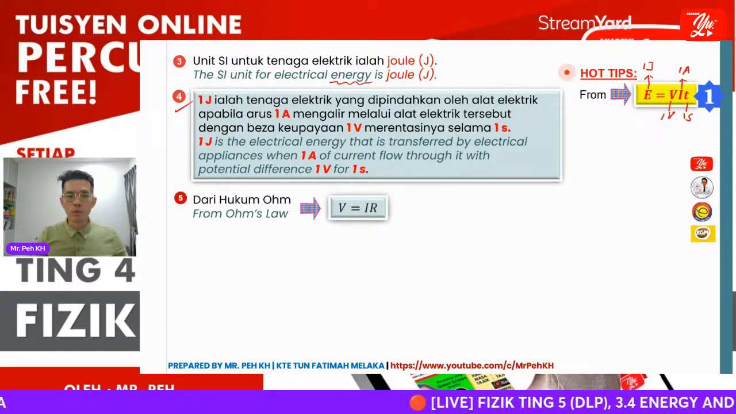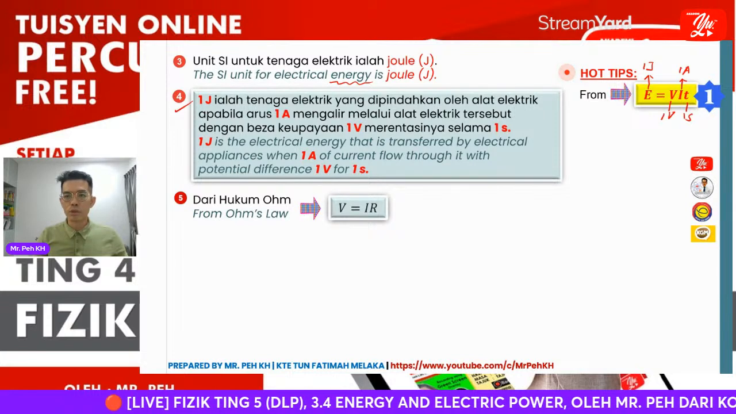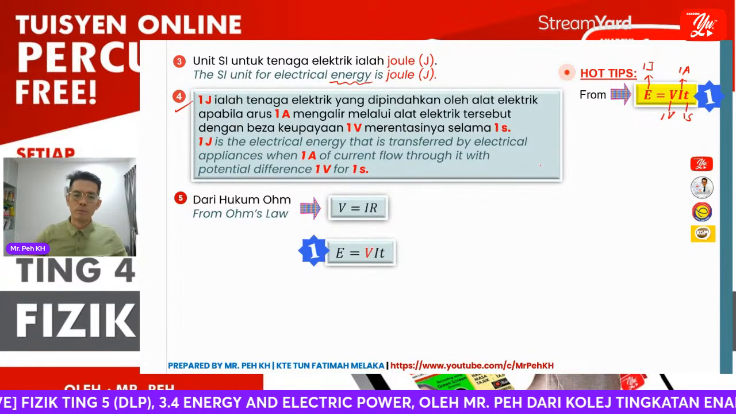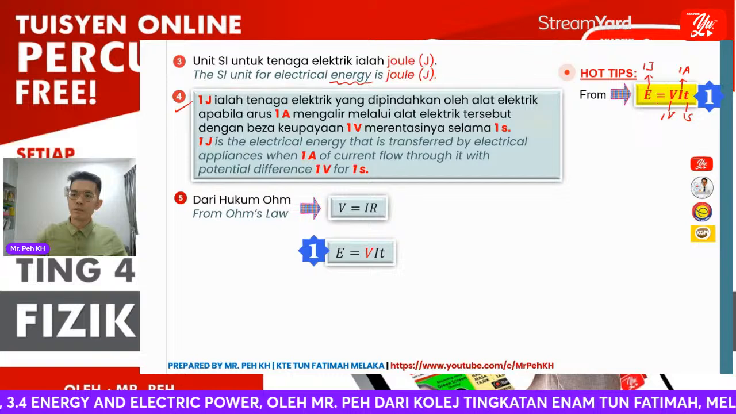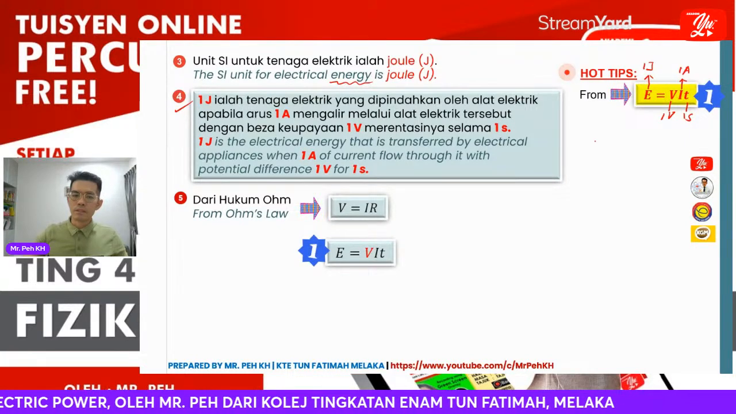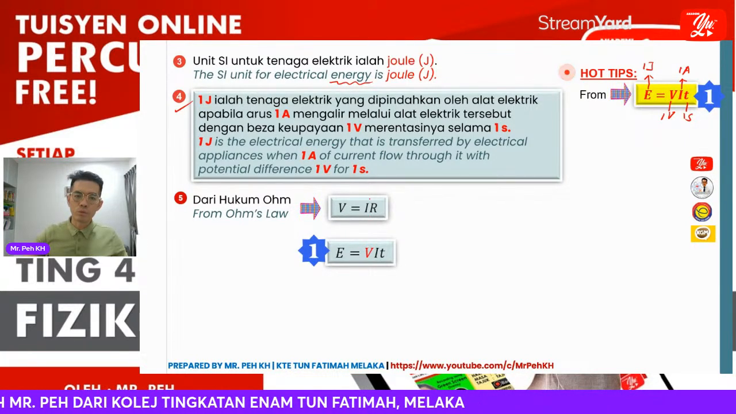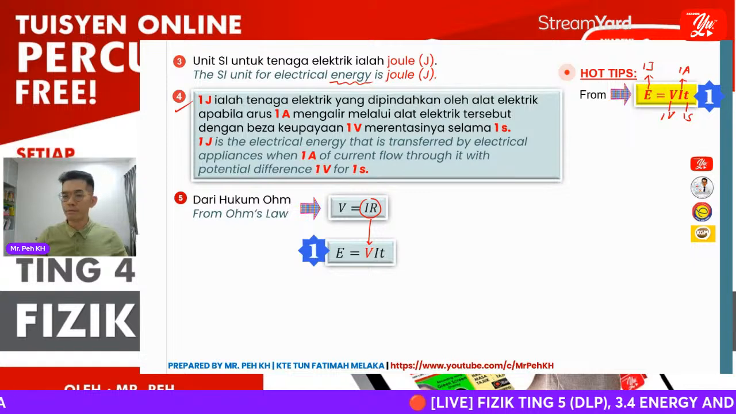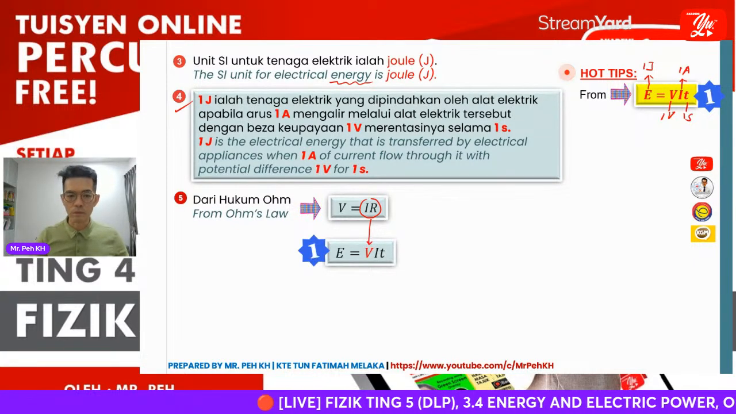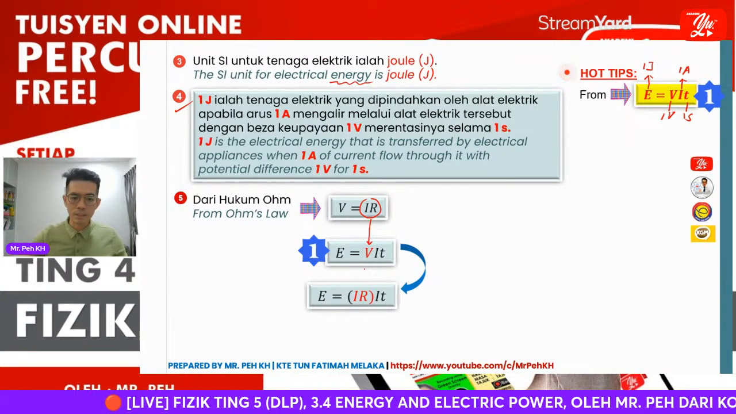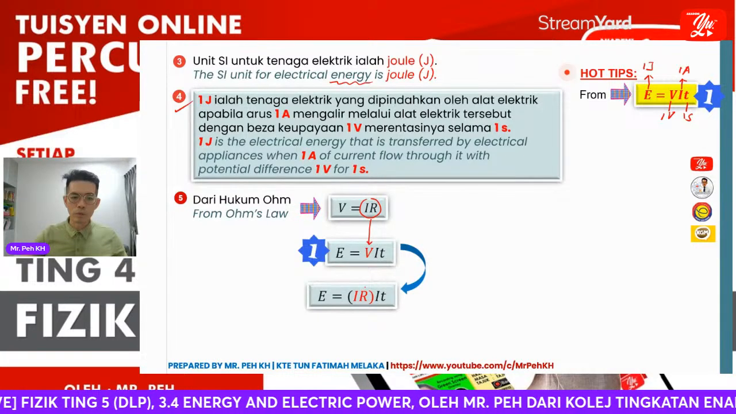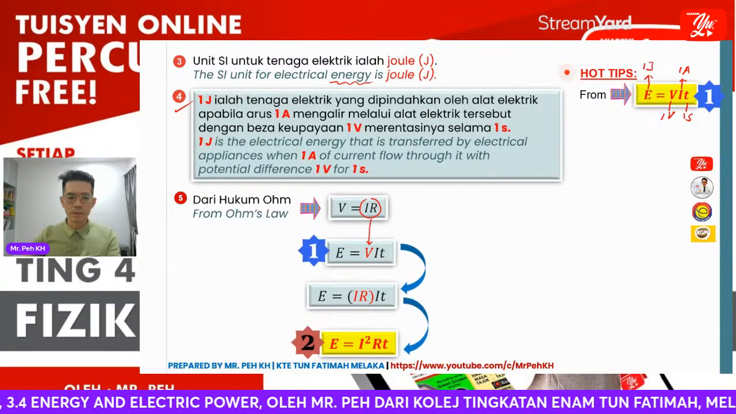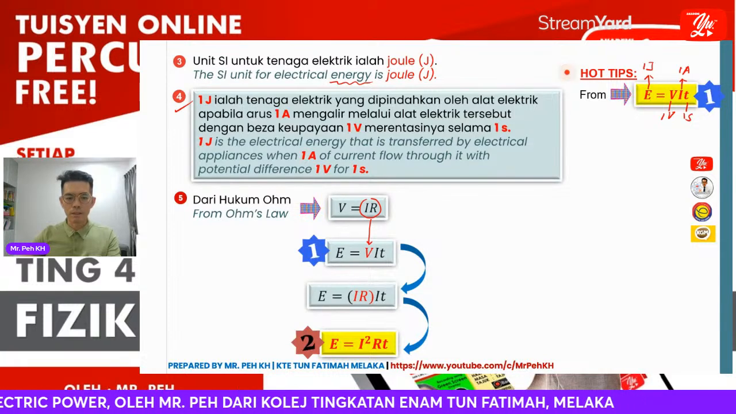Okay, so for Ohm's law, V equals IR. From equation number 1, you can substitute the V value as IR, which is Ohm's law. Okay, and then you can get the second equation. It will be like this. IR substituted into V, then you get the second equation, E equals I squared RT.